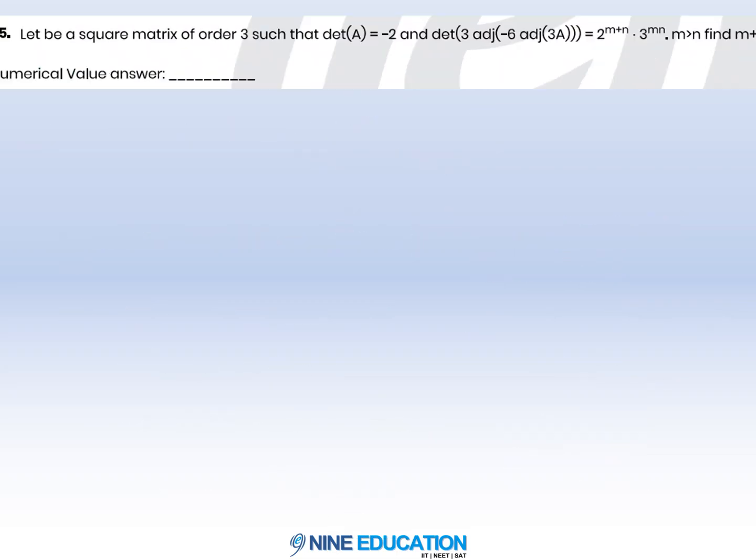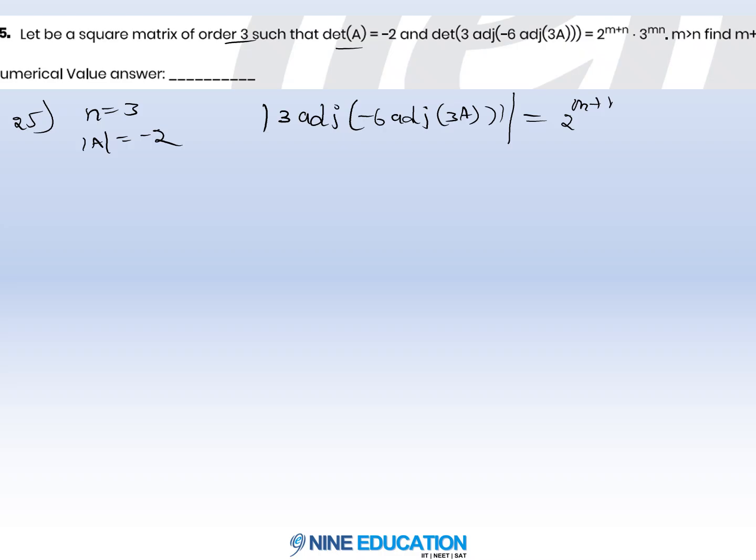Let's discuss question number 25. A is a square matrix of order 3 and det A is given as minus 2. We need to find the det of the given expression, which is det of 3 times adjoint of minus 6 times adjoint of 3A. This is given as 2 power m plus n into 3 power m into n. So we need to report m plus n, that means the power of 2 we are supposed to find.